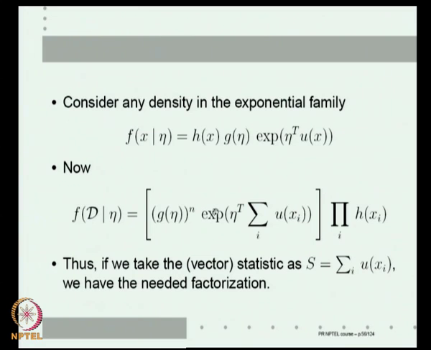because that does not mean that the first component of s is sufficient for the first component of eta and so on. All components of s may be needed for any component of eta. We are talking in terms of vector quantities. So, the vector statistic is sufficient for the vector eta. Okay. That is how the factorization works.